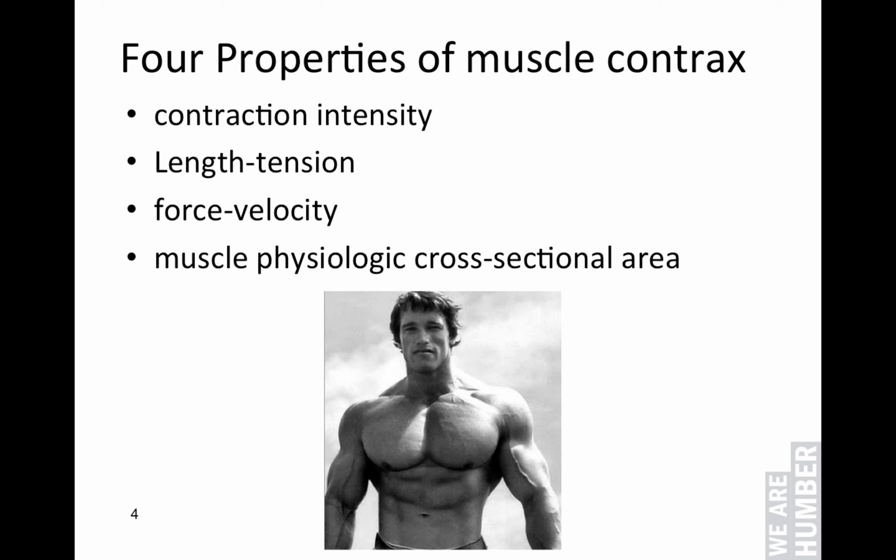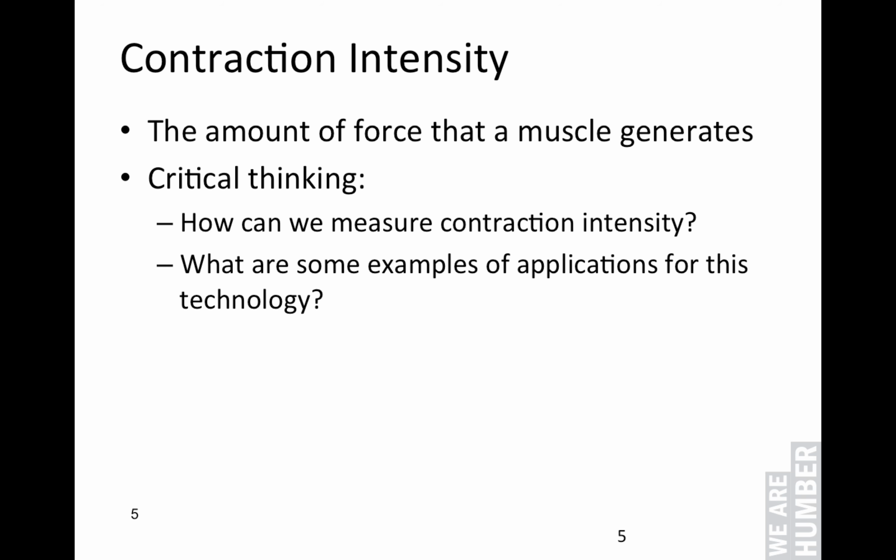Okay, so these are the 4 properties of muscle contraction. You need to know these. We'll go over them one at a time in a minute, but just briefly, they are contraction intensity, the length-tension relationship, the force-velocity relationship, and the muscle physiological cross-sectional area. Contraction intensity is the amount of force that a muscle generates. So how much is it contracting?